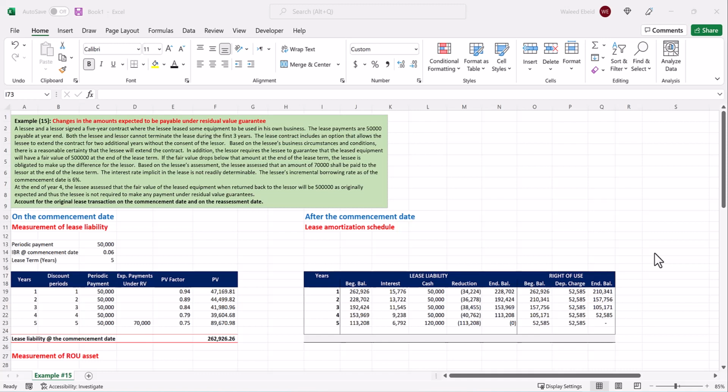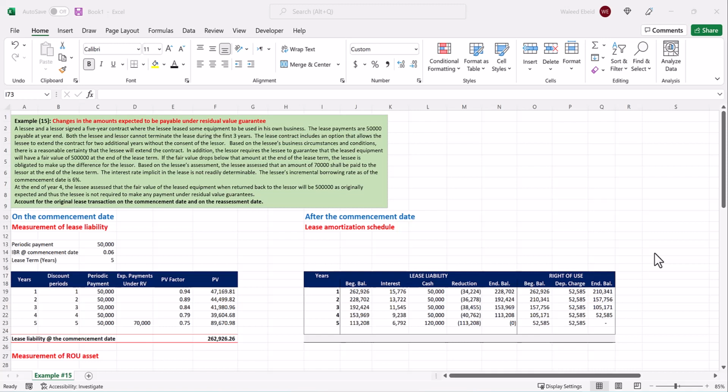A lessee and a lessor signed a 5-year contract, where the lessee leased some equipment to be used in his own business. The lease payments are $50,000 payable at year end. Both the lessee and lessor cannot terminate the lease during the first 3 years.